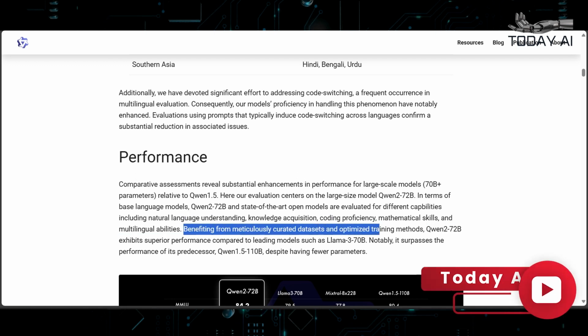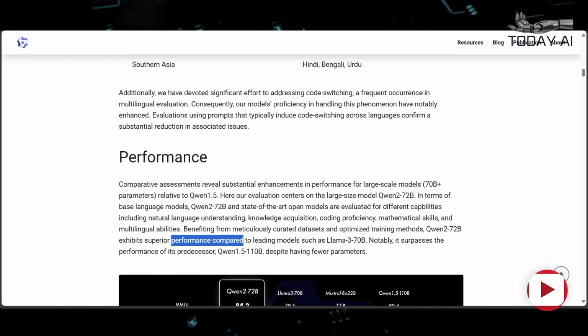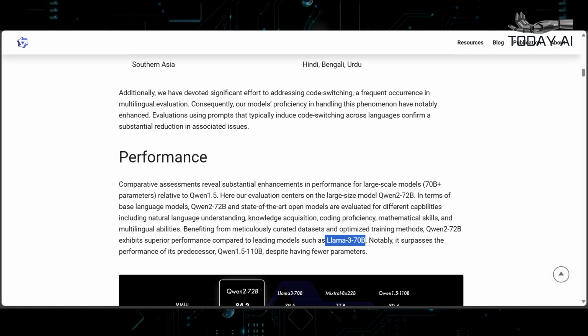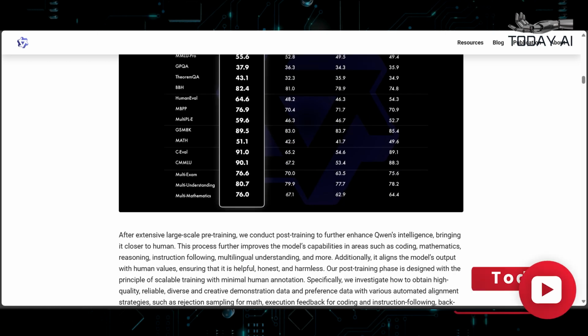Benefiting from meticulously curated datasets and optimized training methods, Qwen 2-72b exhibits superior performance compared to leading models such as LLaMA 3-70b. Notably, it surpasses the performance of its predecessor, Qwen 1.5-110b, despite having fewer parameters.